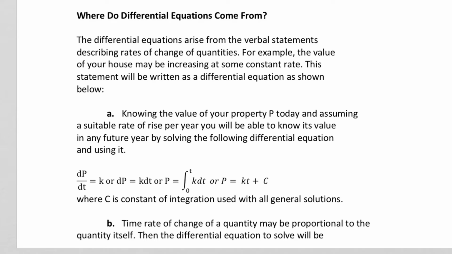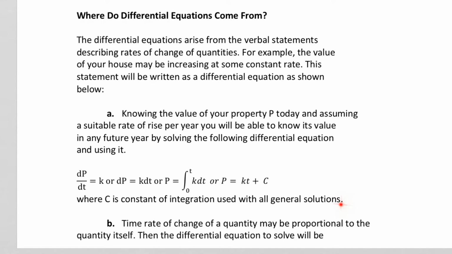A. Knowing the value of your property P today and assuming a suitable rate of rise per year, you will be able to know its value in any future year by solving the following differential equation and using it. The differential equation to solve is dp by dt is equal to k, or dp is equal to k dt. Or integrating both sides, we get p becomes equal to integral from 0 to t of k dt, or p is equal to kt plus c, where c is constant of integration used with all general solutions.